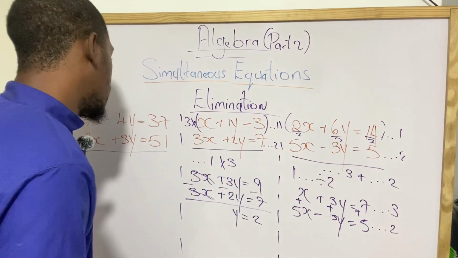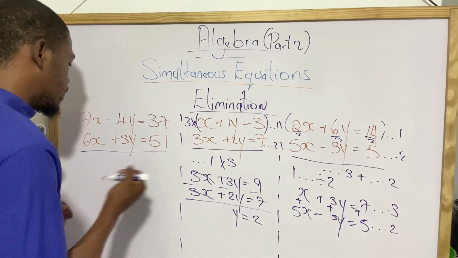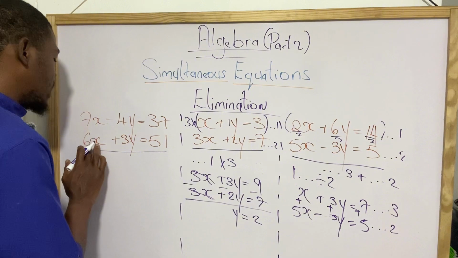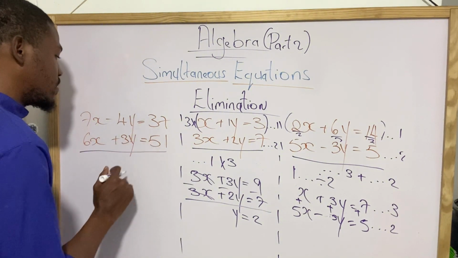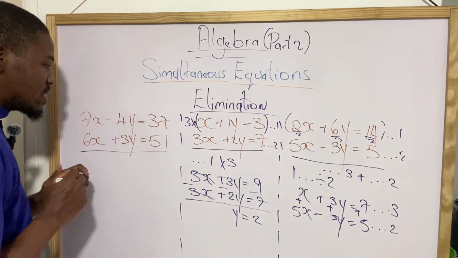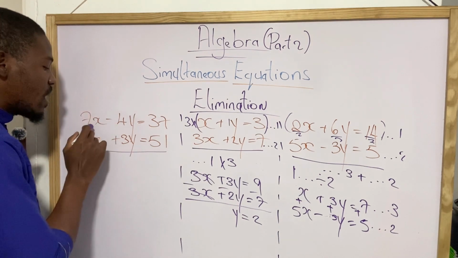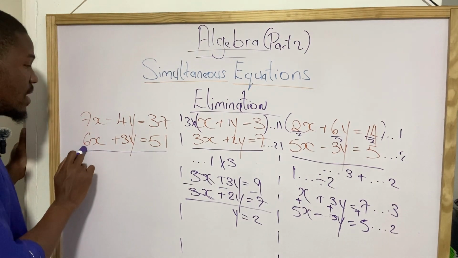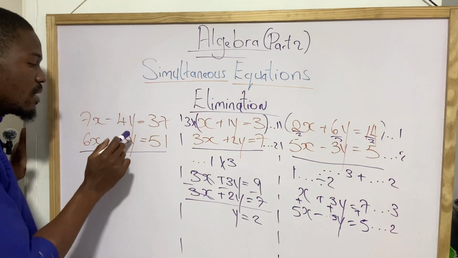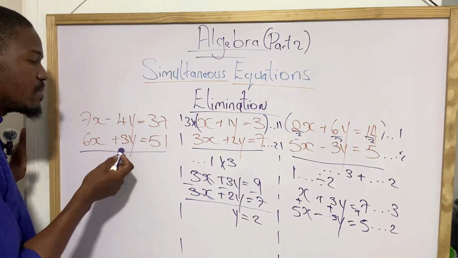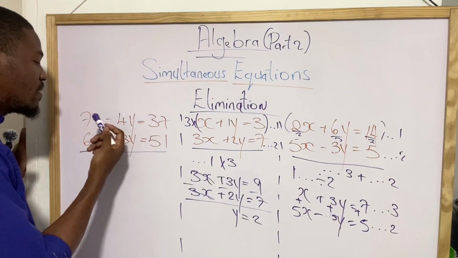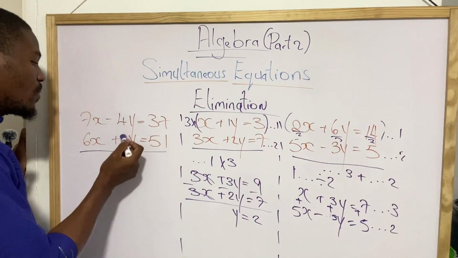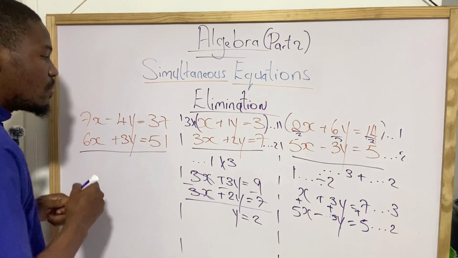Right? So looking at this now, we have 7x minus 4y equals 37, and we have 6x plus 3y equals 51. Now, if you look here, in this scenario, there's nothing that we can multiply 7 with to give me 6, right? And there's nothing that we can multiply 4 with to give me 3. And the same is true when dividing. We can't divide any of them to get the x's to be the same or the y's to be the same. So there's another way to do it.